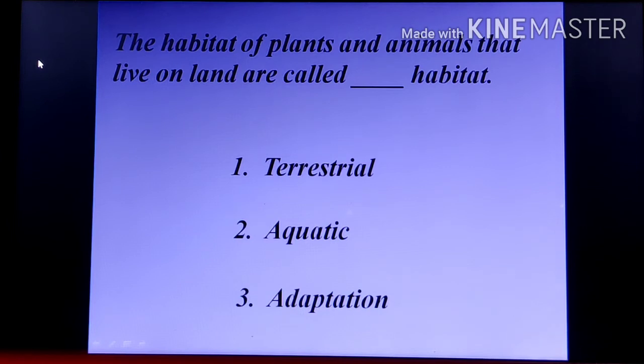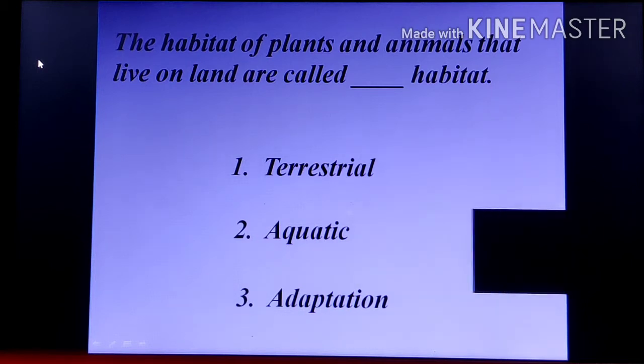Next question is, the habitat of plants and animals that live on land is called dash habitat. Option number 1 is terrestrial. Option number 2 is aquatic. And option number 3 is adaptation. Your time starts now.